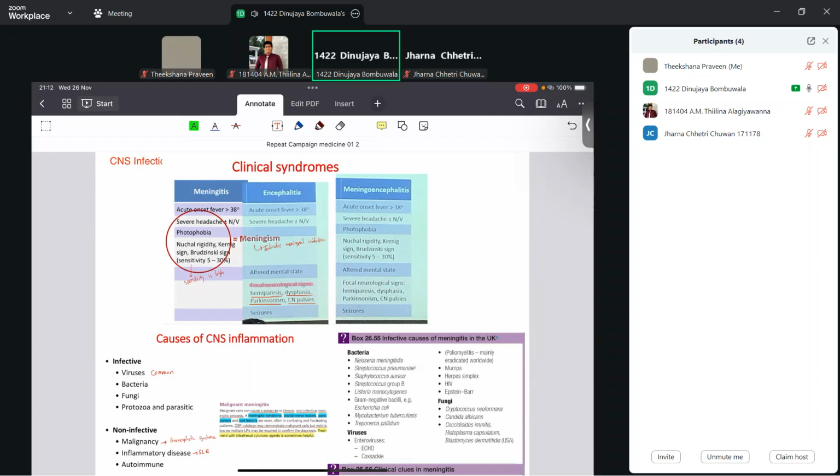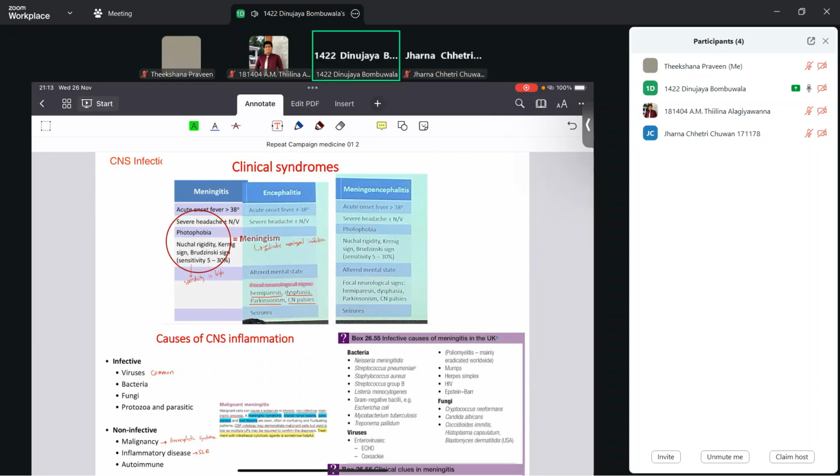What we need to thoroughly know about is the meningitis management, as well as the encephalitis management and the complications of that. In meningitis, the typical symptoms are severe headache, photophobia, and nuchal rigidity or neck stiffness. Those three symptoms together are called meningism, which is a sign of meningeal irritation. In meningitis, the meninges covering the brain are infected and inflamed.